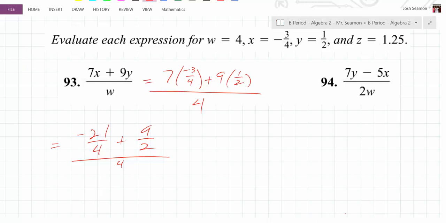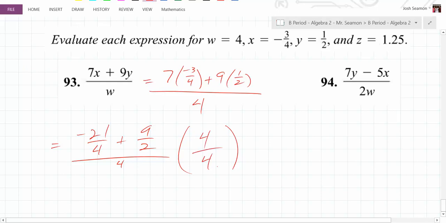What's a great thing to do? One thing I can multiply this by and not change its value. No, if I multiply by 2, it's 1. So you can multiply. How many different ways can you write 1? 2 over 2, 3 over 3. How about 4 over 4? Watch what happens. If I multiply this by 4, what happens when I multiply negative 21 over 4 by 4? What does it become?